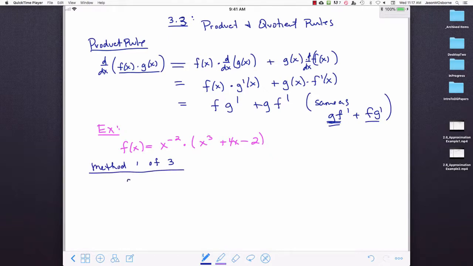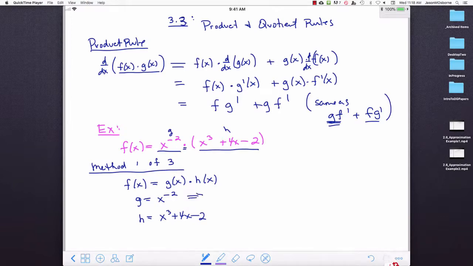So what I'm seeing here is a function f of x is a function g of x multiplied by h of x. Here's a function g. Here is the function h. Two functions being multiplied. Okay. G is the function x to the negative 2. H is the function x cubed plus 4x minus 2. Okay, so what we know here is that it's always a good first step to go ahead and find g prime and h prime. Find the derivative separately.